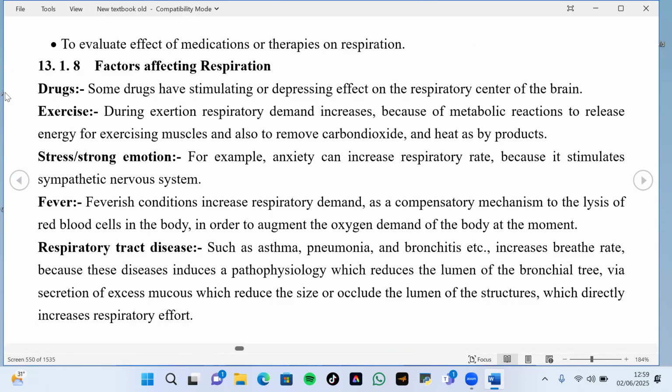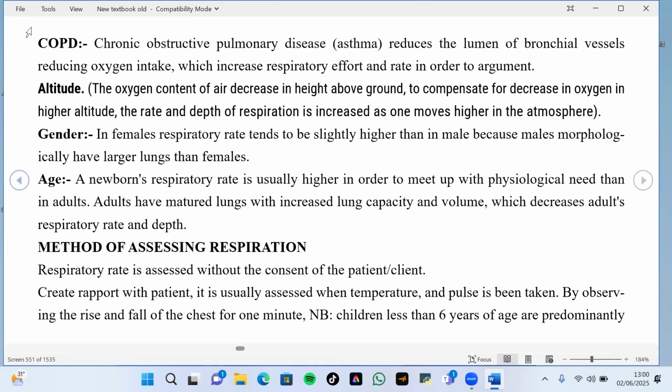Factors affecting respiration, like we said, include drugs, age, exercise, emotion, fever, and respiratory tract diseases such as asthma, pneumonia, and bronchitis. These can increase breath rate because these diseases induce pathophysiology, which reduces the lumen of the bronchial tree and causes secretion of excess mucus, which reduces the size and occludes the lumen of the structure, directly increasing respiratory effort. Then COPD, known as chronic obstructive pulmonary disease, also influences respiratory rate.